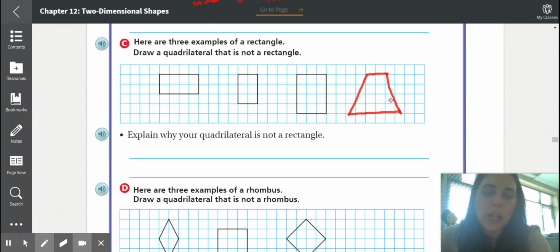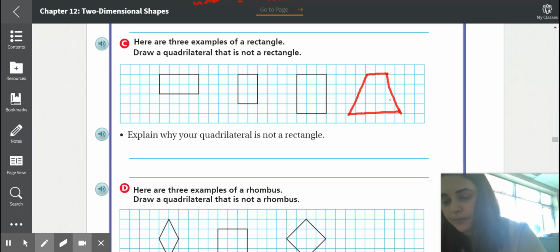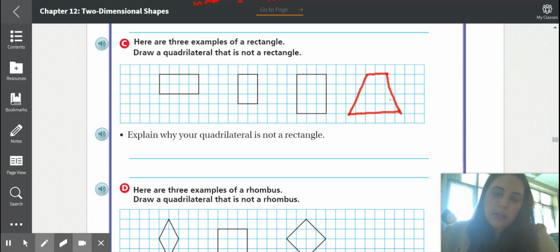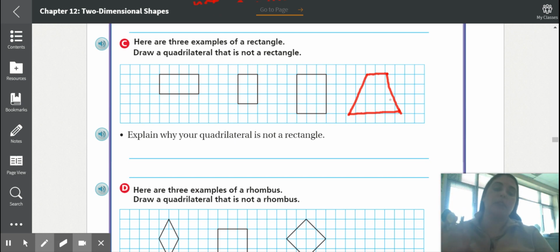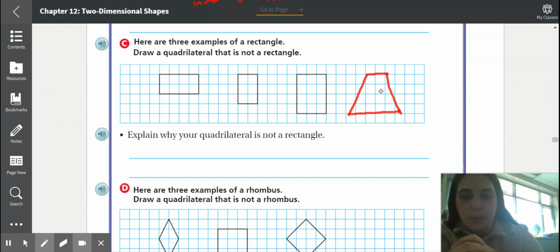So I want you to think about why this is not a rectangle. If you remember, rectangles have to have 4 right angles, and this shape does not. And opposite sides need to be parallel. This shape here has one pair of opposite sides that are parallel, but it does not have 2. So it's not a rectangle. Why?